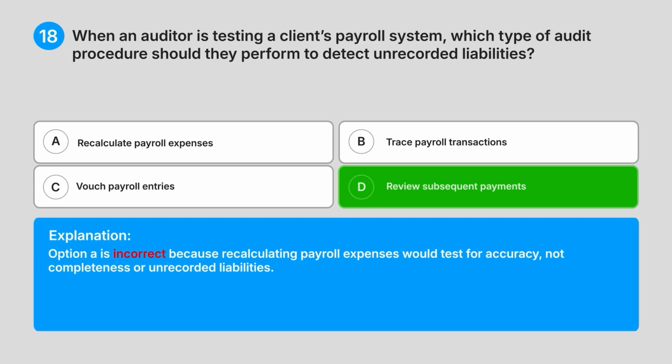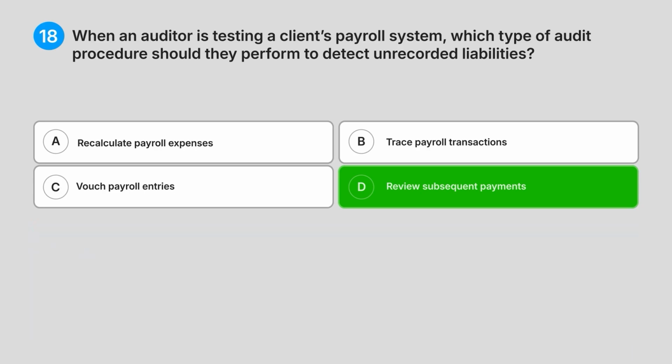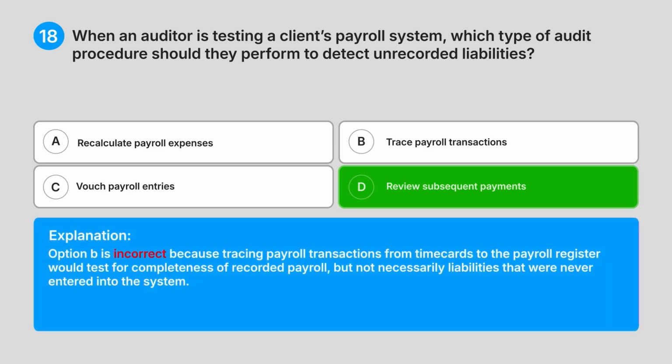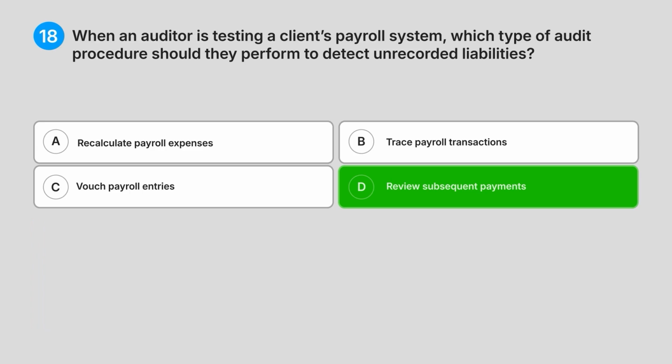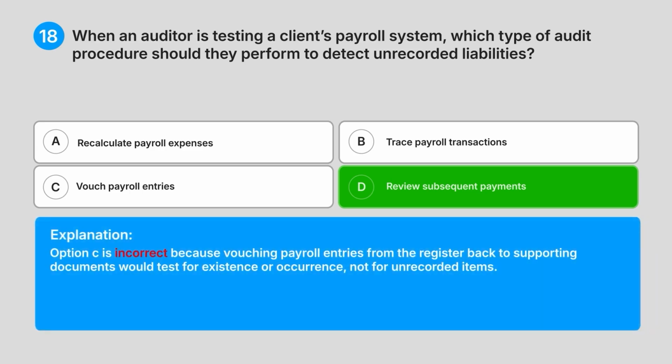Option A is incorrect because recalculating payroll expenses would test for accuracy, not completeness or unrecorded liabilities. Option B is incorrect because tracing payroll transactions from timecards to the payroll register would test for completeness of recorded payroll, but not necessarily liabilities that were never entered into the system. Option C is incorrect because vouching payroll entries from the register back to supporting documents would test for existence or occurrence, not for unrecorded items.